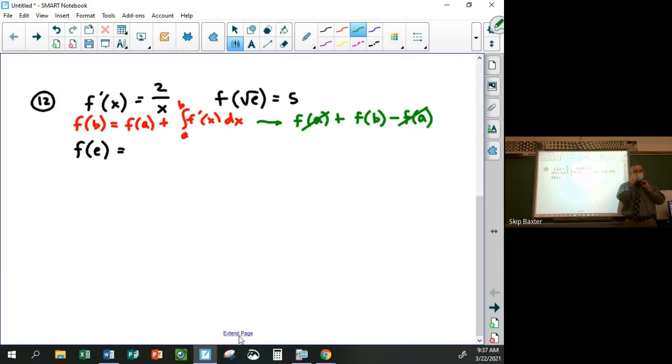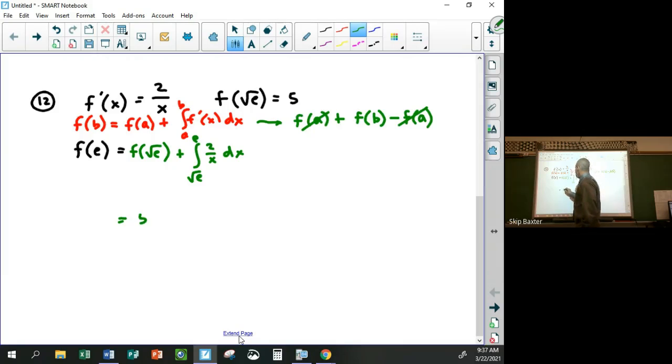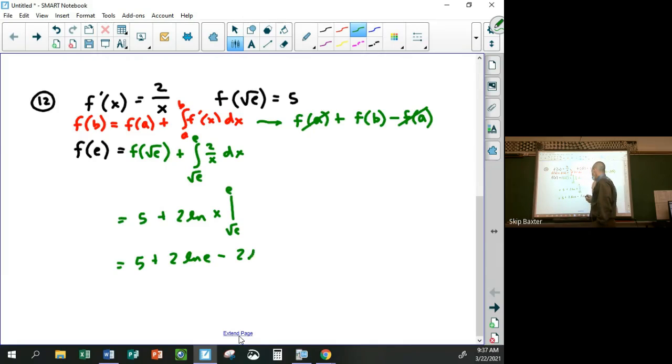All right, so this just ends up being f of radical e plus the integral from radical e to e of 2 over x dx. Looks complicated, but this is actually a pretty simple thing once you do it. This ends up being 5 plus 2 ln x from radical e to e. So this is 5 plus 2 ln e minus 2 ln radical e.